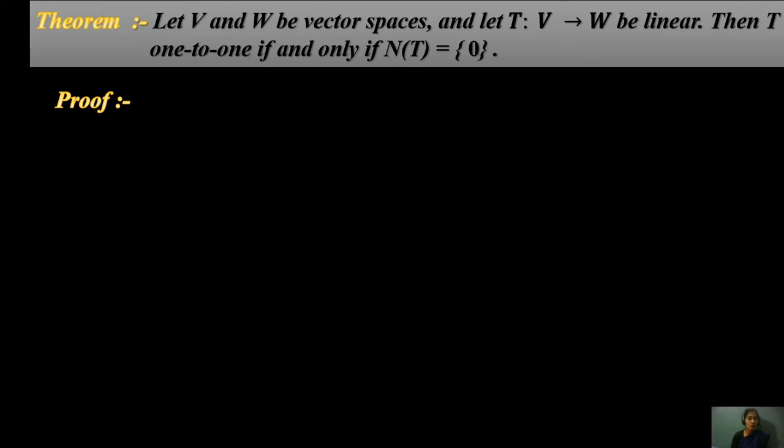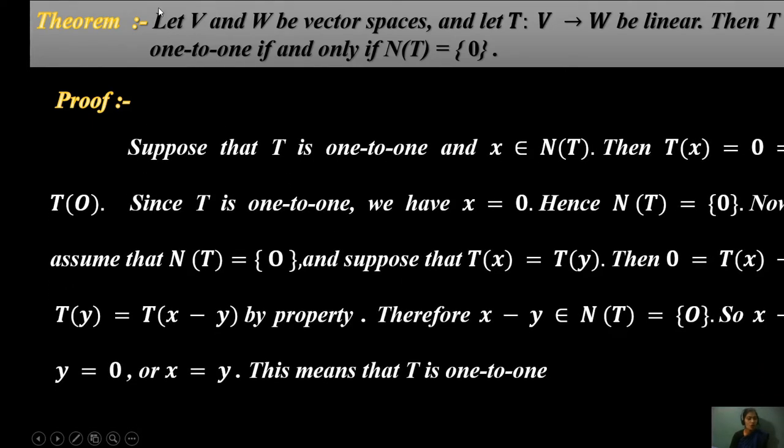What is this unit about? This unit covers linear transformations and matrices. Let us get started with the proof of this theorem. Let V and W be vector spaces, and let T be linear and one-to-one.